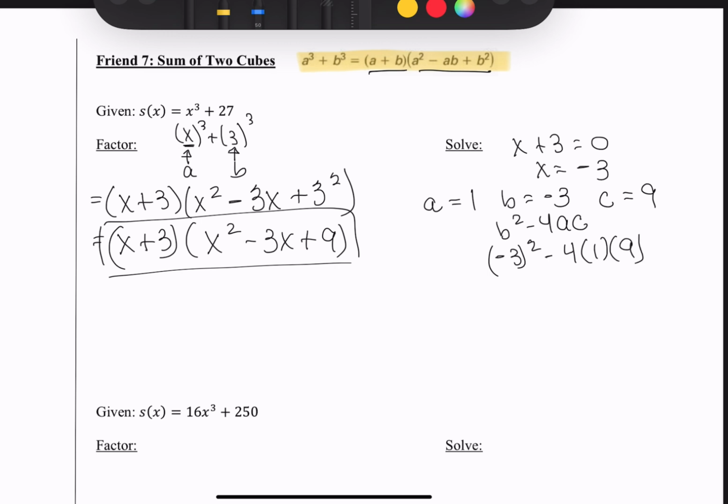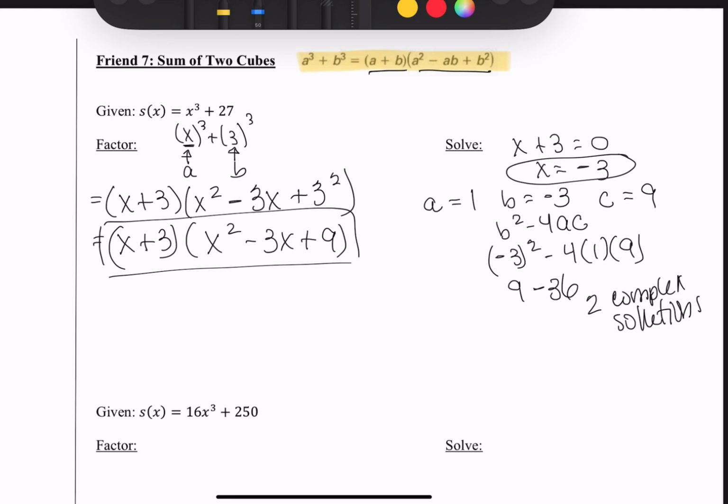So I have -3 squared minus 4 times 1 times 9. What I'm seeing is this is 9 minus 36. That's going to give me a negative number, and that tells me that I have imaginary solutions. So I have one real solution, and two complex solutions. You won't even see those if you were to graph this.